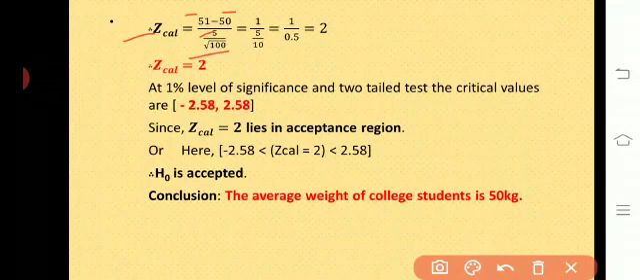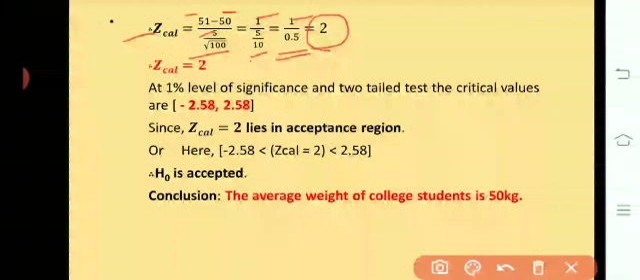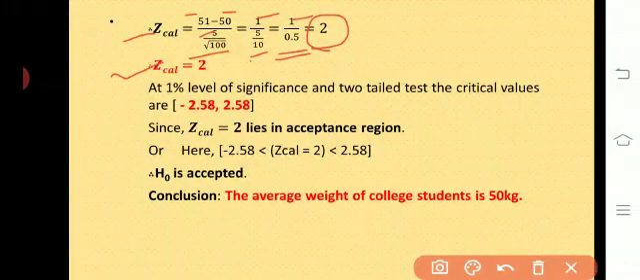Now if you simplify further, you will get 51 minus 50 as 1, divided by 5 divided by square root of 100, which is 10, that is 5 by 10. Simplifying further, you will get 1 divided by 5 by 10, which is 0.5. So 1 divided by 0.5 you will get 2, and that is the calculated value of z. That is, z calculated equal to 2.